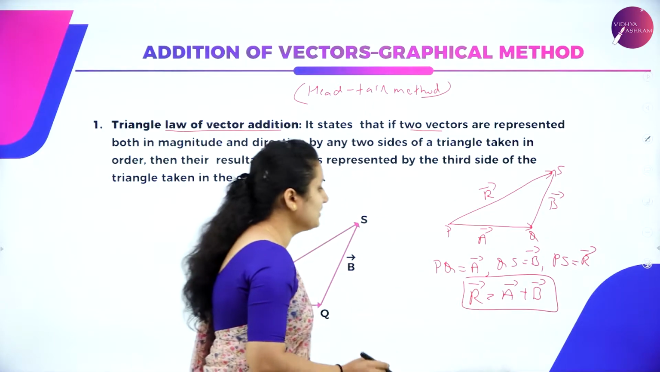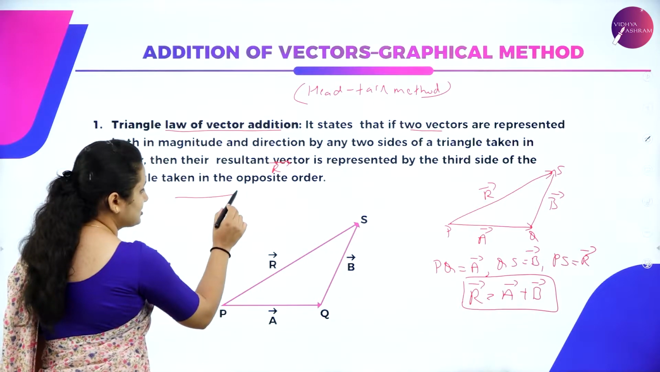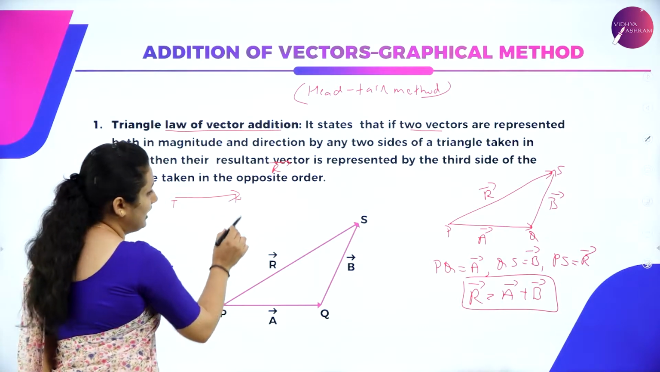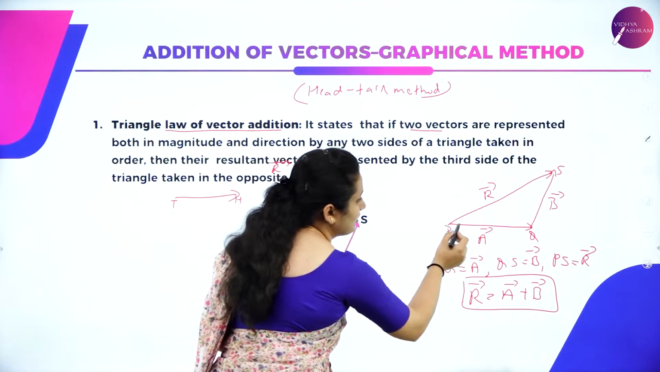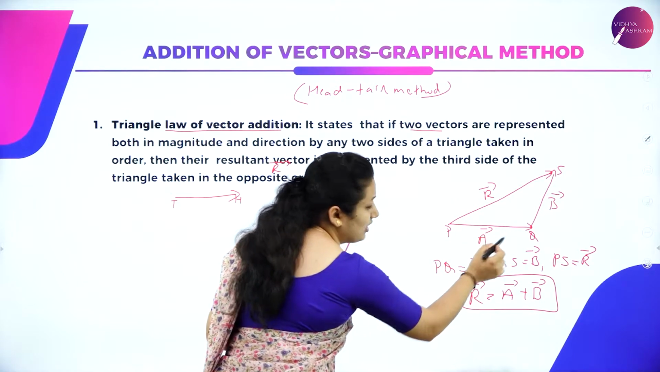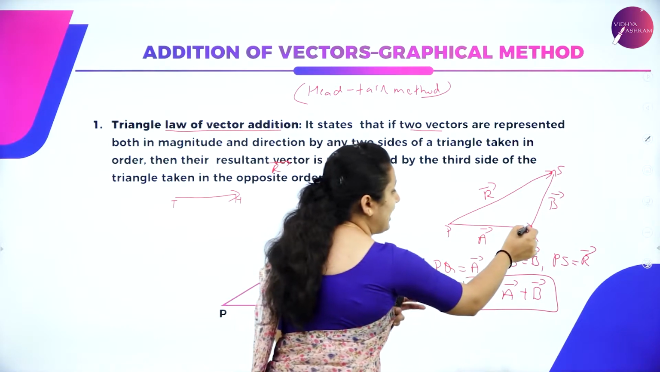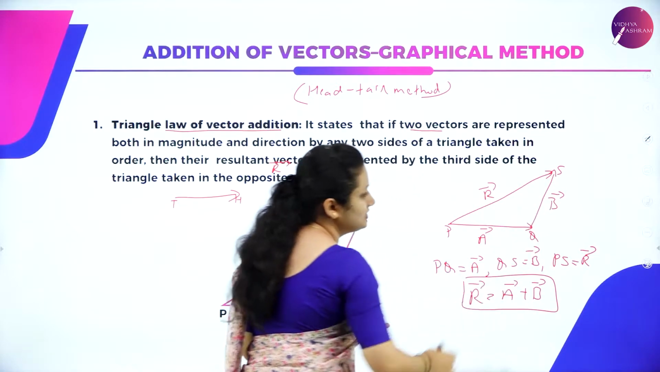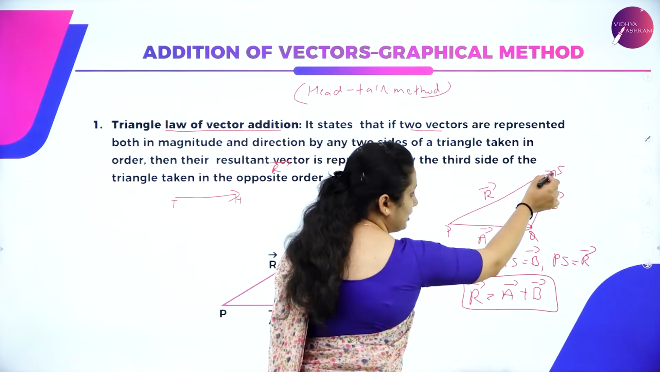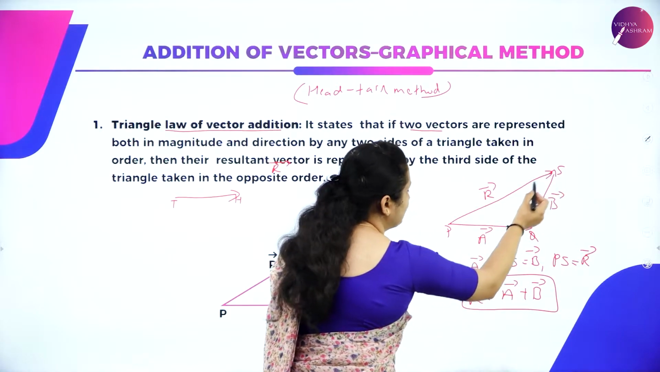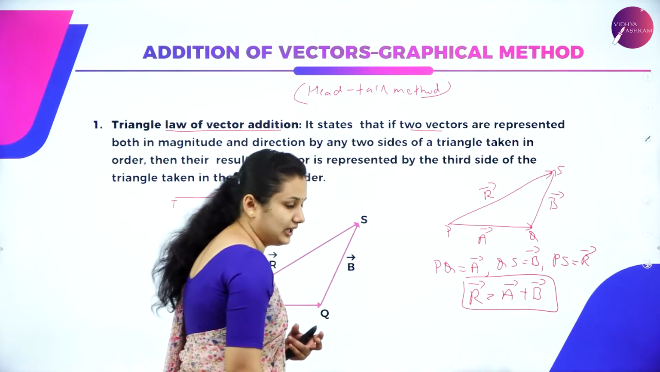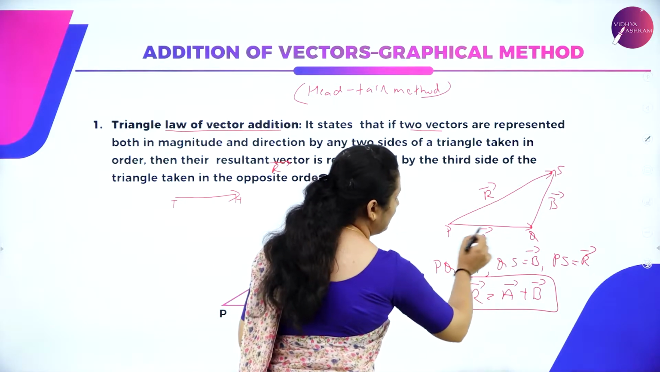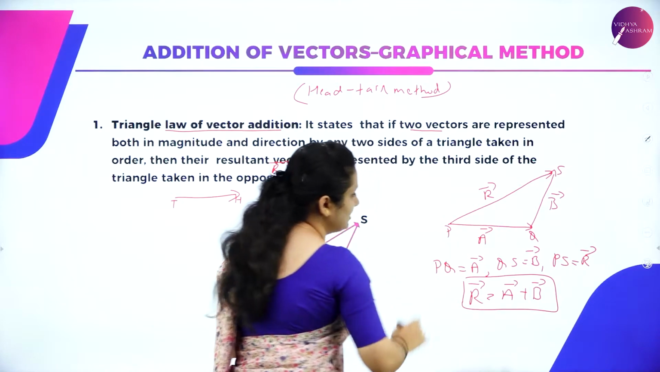We have explained in the previous session that if you have an arrow, this is your tail, this is your head. So I'll draw a line PQ. To the head of the line PQ, the tail of the line QS is connected, and to the head of the arrow QS, the head of the arrow PS is connected. So the two tails of arrow PQ and PS are connected at this point.